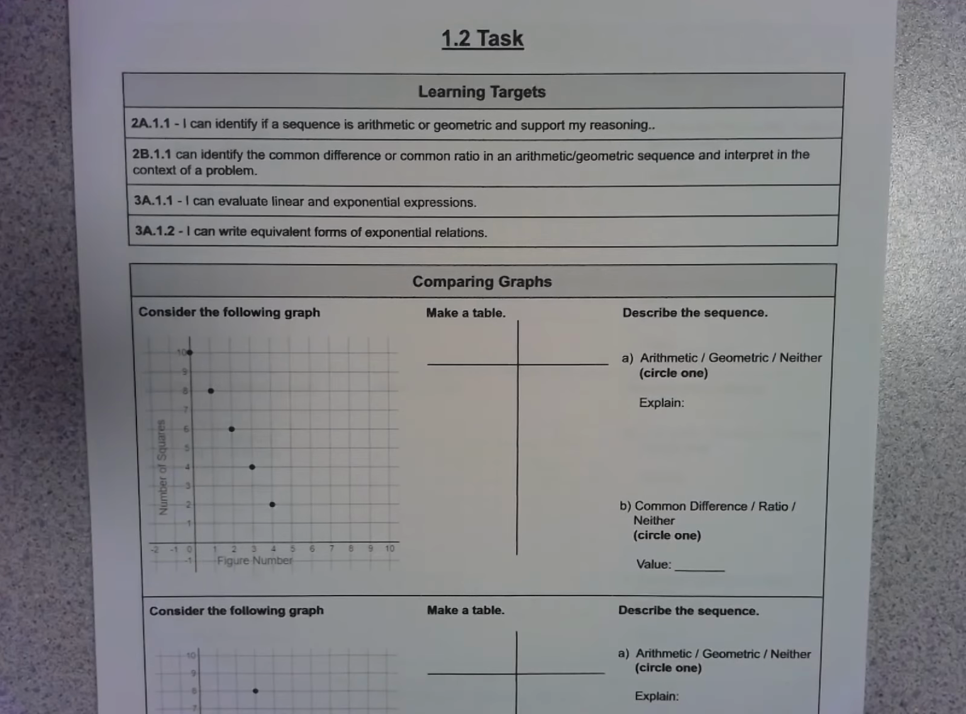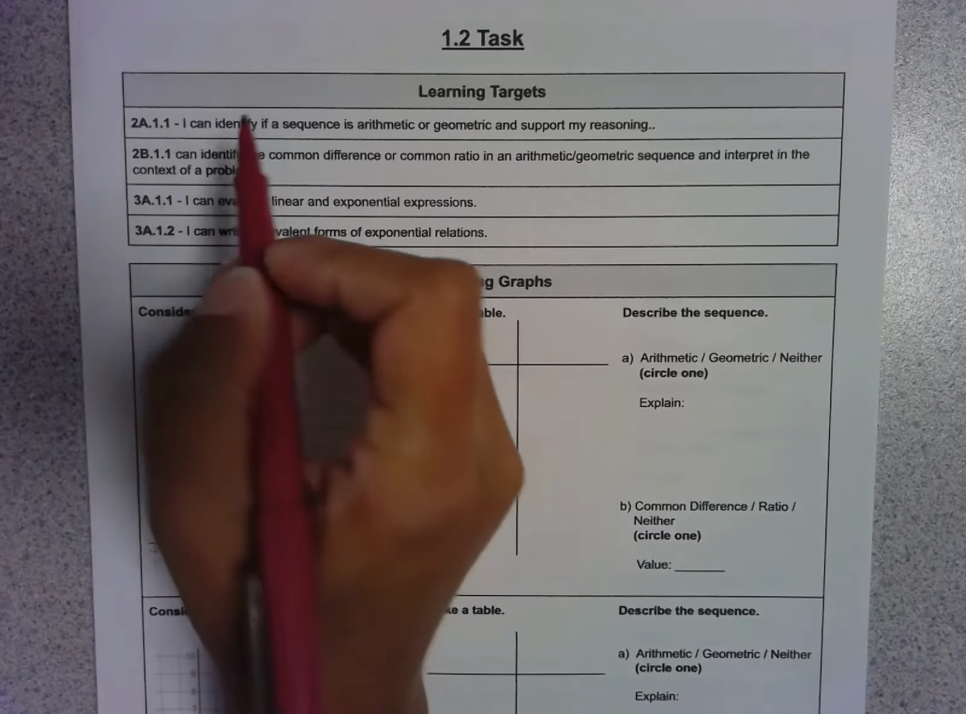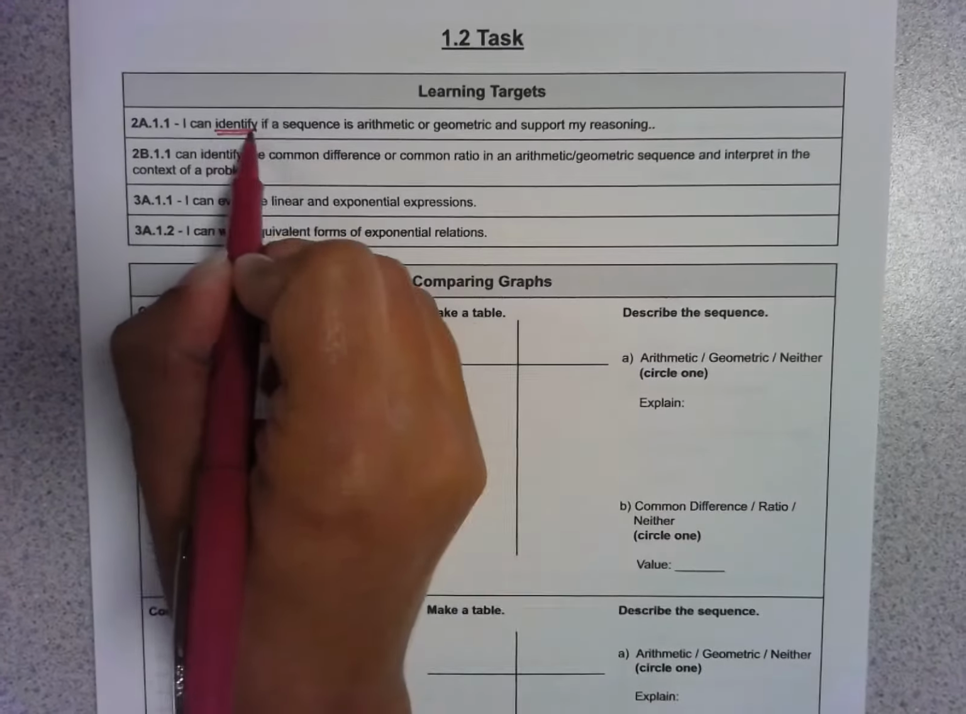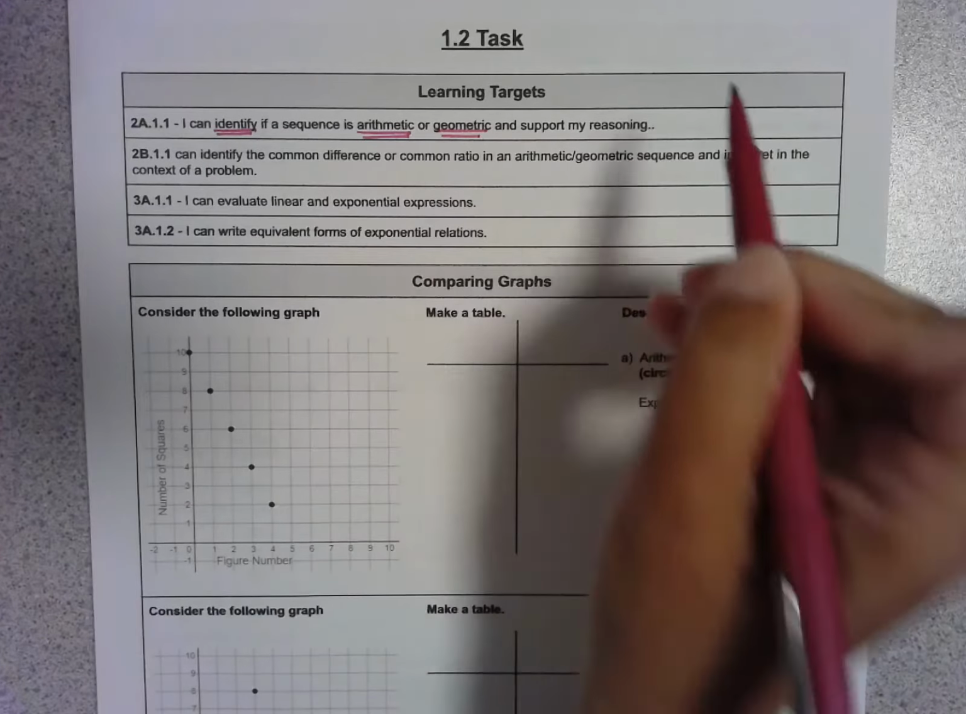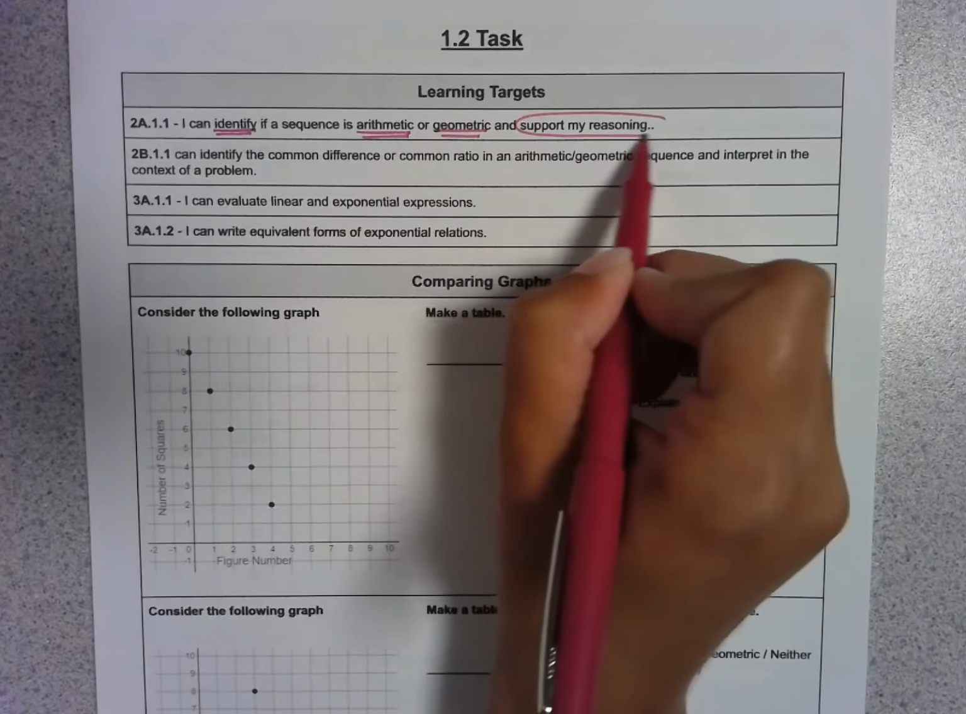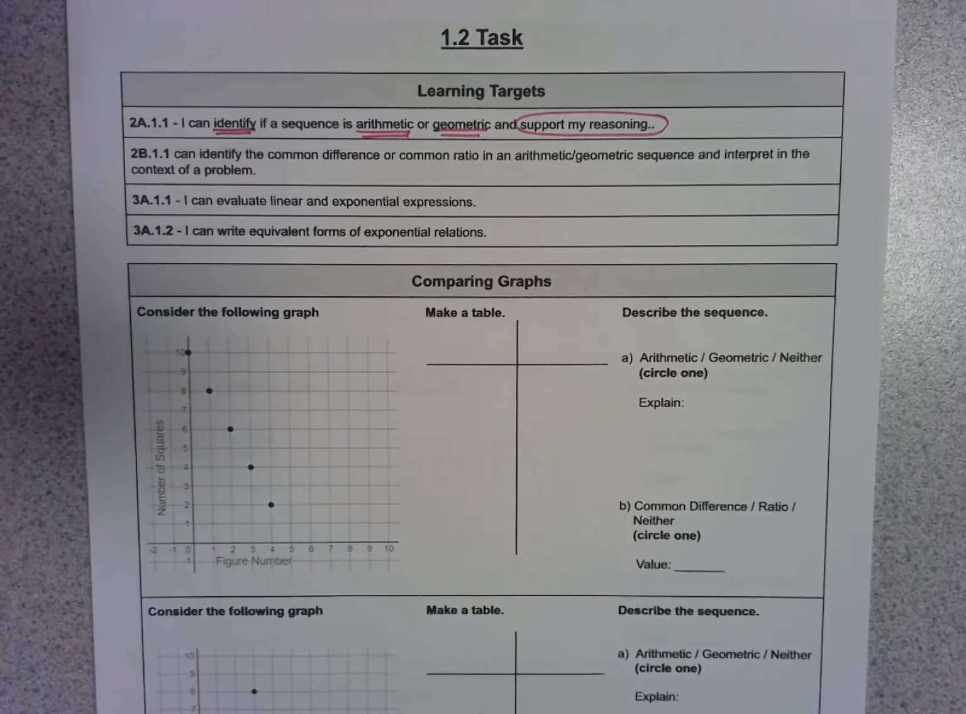Hi everybody. So in today's video, we're going to be going through the 1.2 task notes and practicing some of the following learning targets. The first one is I can identify if a sequence is arithmetic or geometric and support my reasoning. So identify means we need to be able to use the vocabulary and decide between arithmetic and geometric. Supporting my reasoning means explaining how I know my answer.